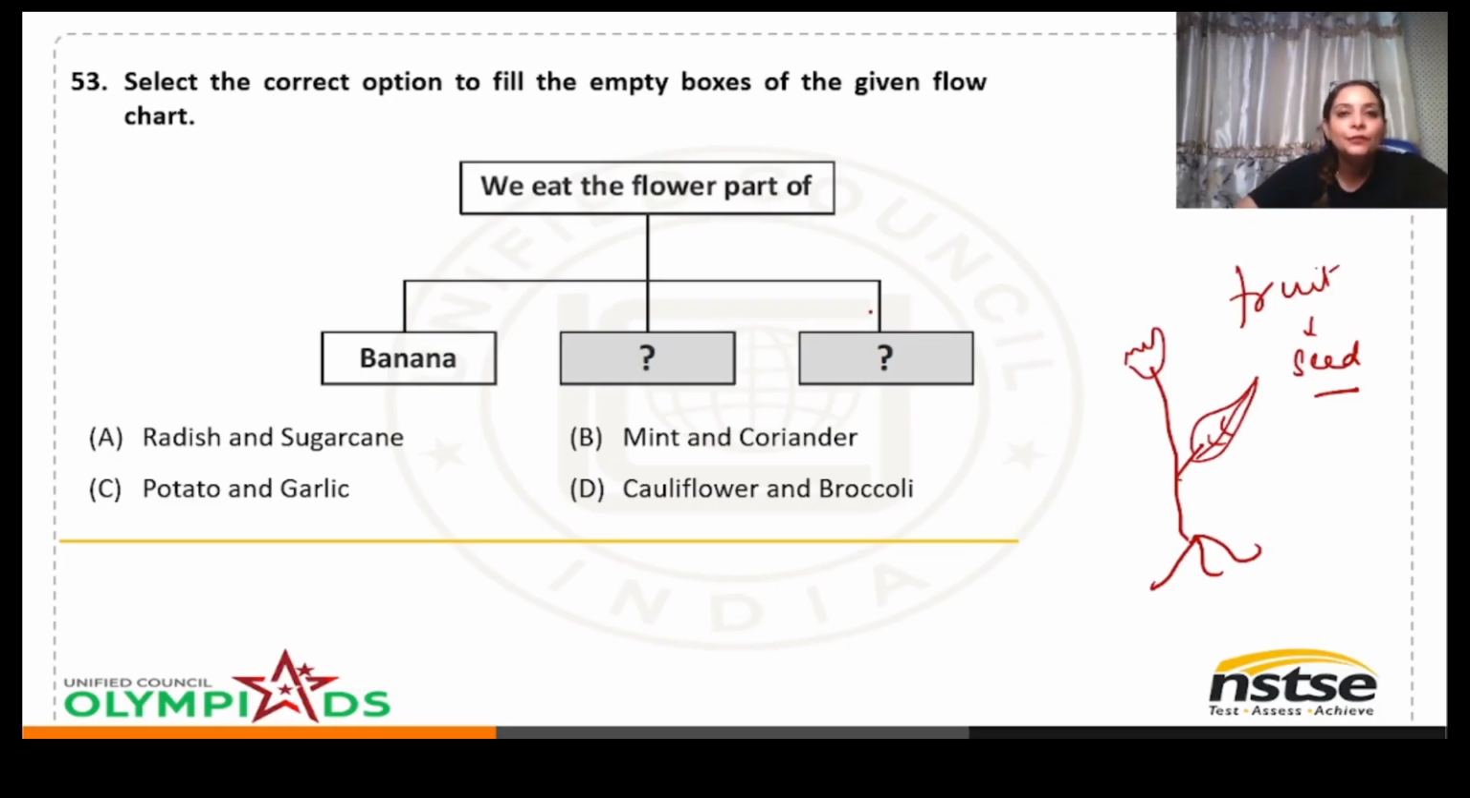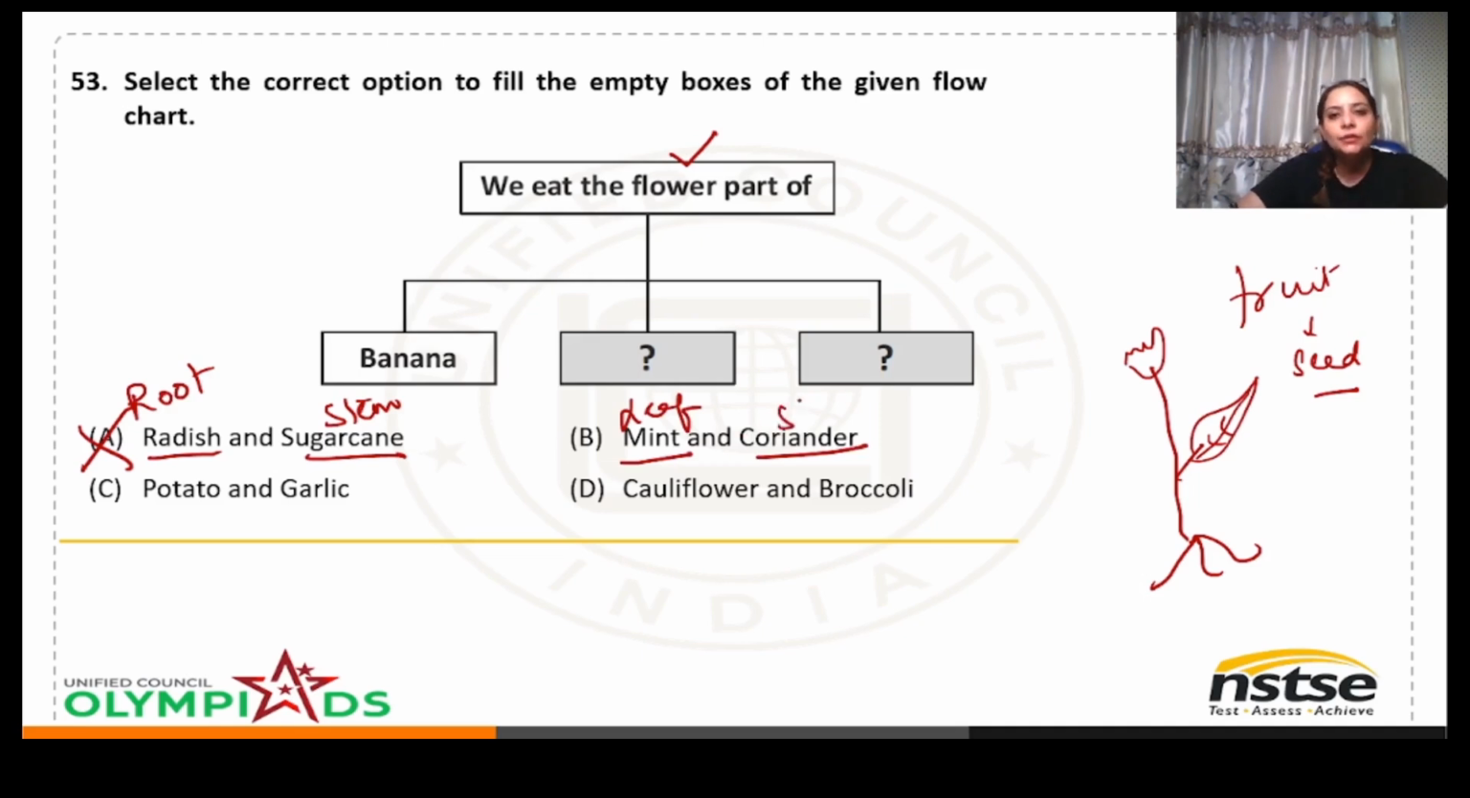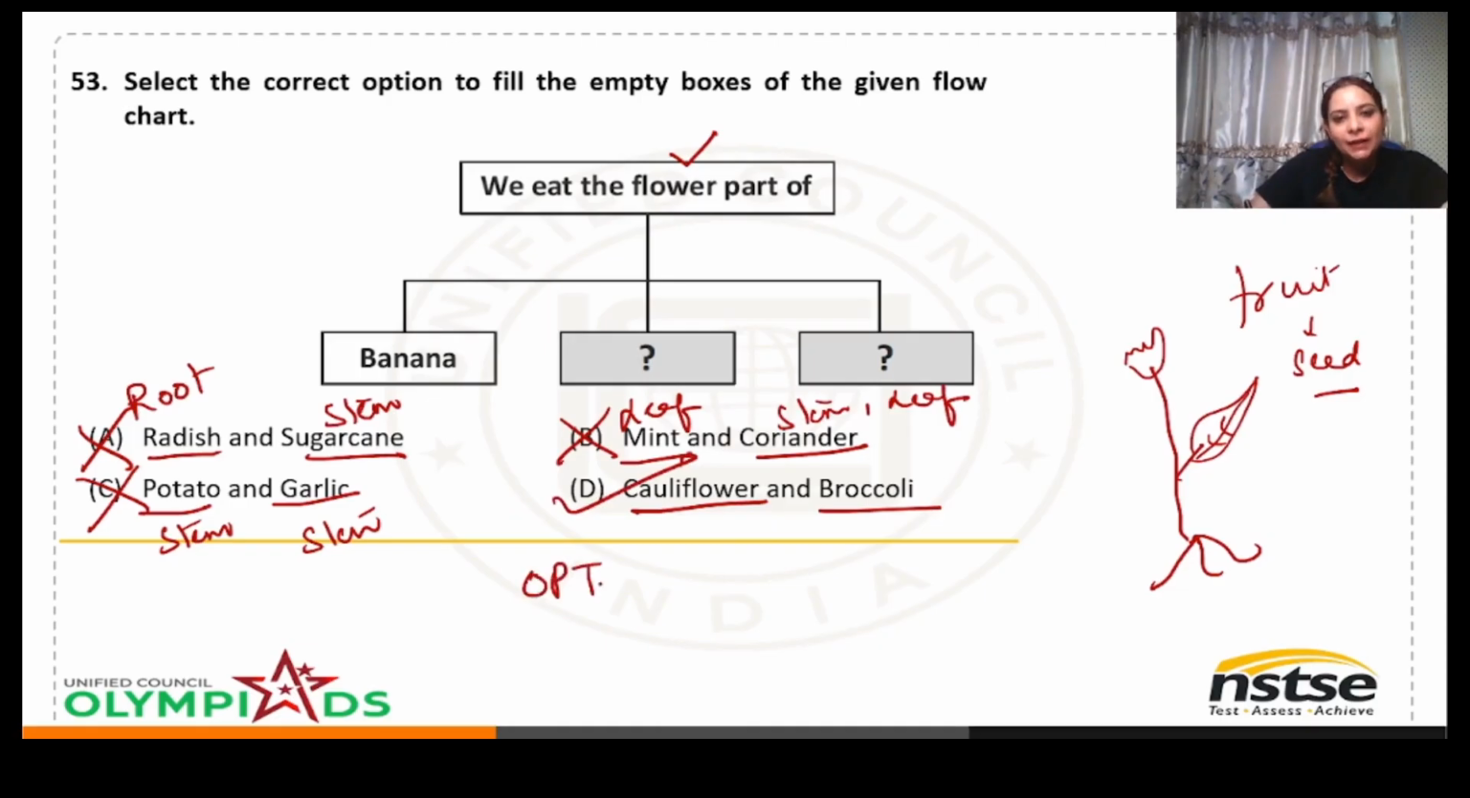So basically we need to fill those spaces with the parts of the plant which is flower and that is edible. Now if I talk about radish and sugarcane, radish is actually a root of the plant and sugarcane is a stem of the plant. So this option is incorrect. Mint is a leaf of the plant and coriander actually comprises stem and also the leaf. So again no. Potato is the stem of the plant, an underground stem, and even garlic is a stem. So again no. But cauliflower and broccoli, they are flower parts. They are flower parts which are eaten. So that means option D is the correct answer.